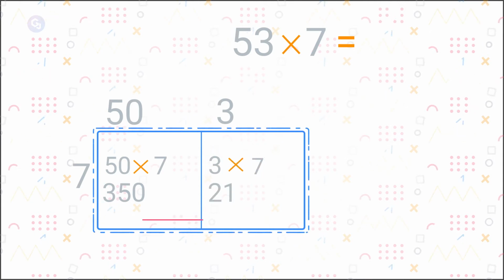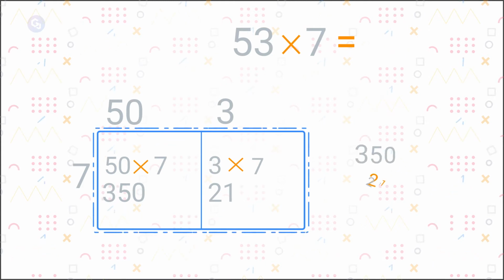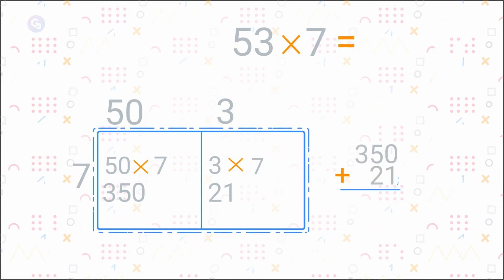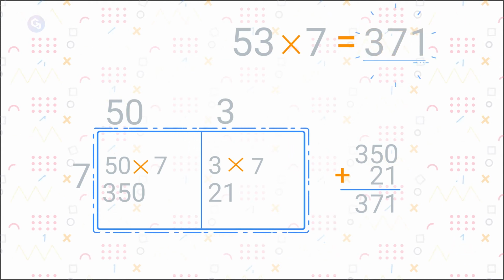Next, you needed to add together 350 plus 21. When you do this, 0 plus 1 is 1, 5 plus 2 is 7, and 3 plus nothing is just 3. So 53 times 7 equals 371. Now here's your last problem for this video. Use an area model to solve 42 times 8.